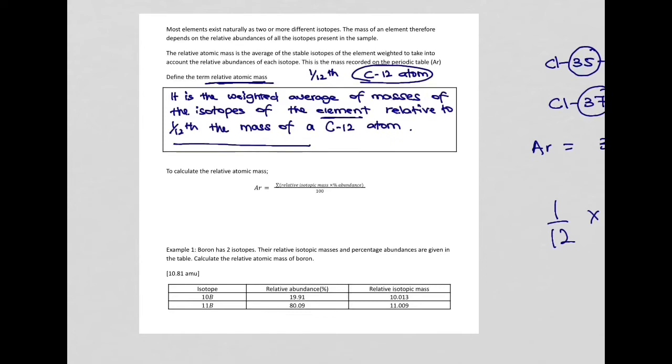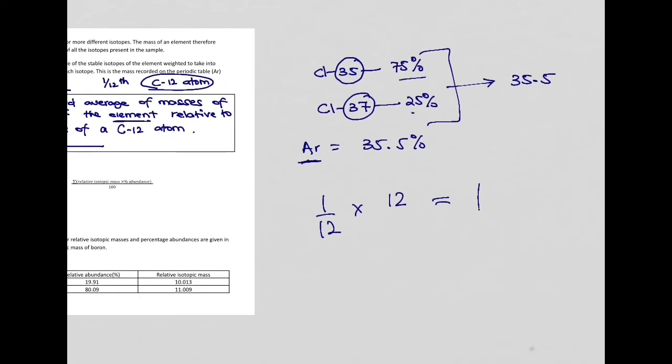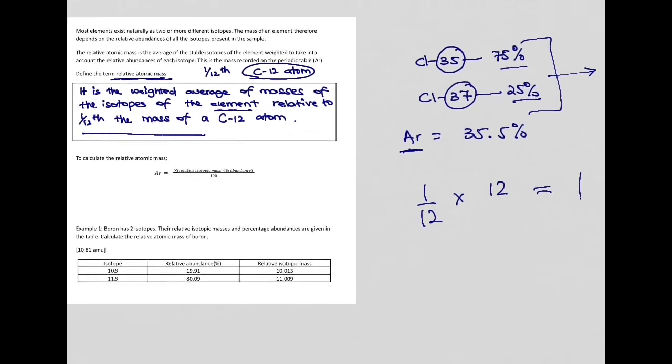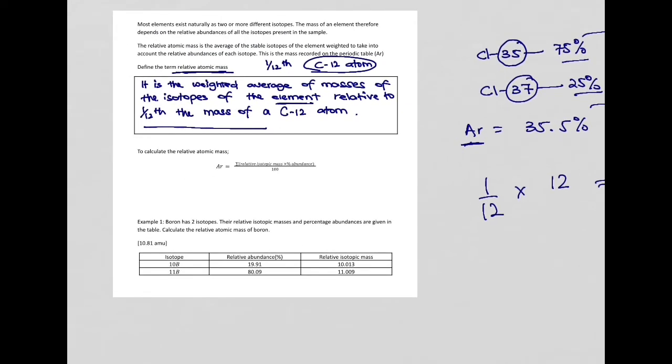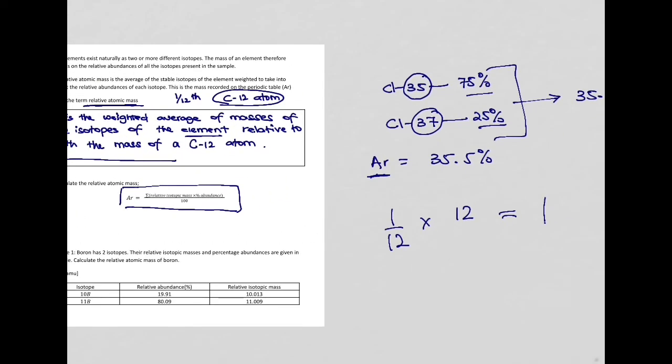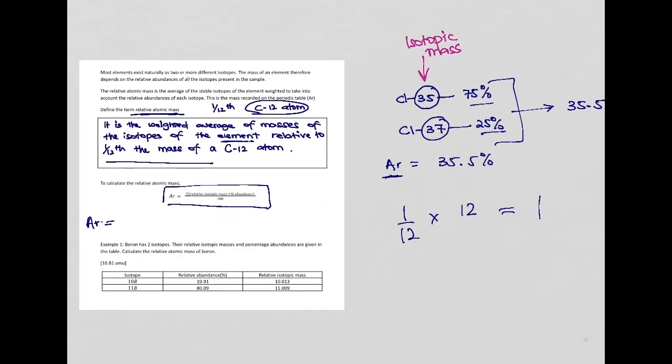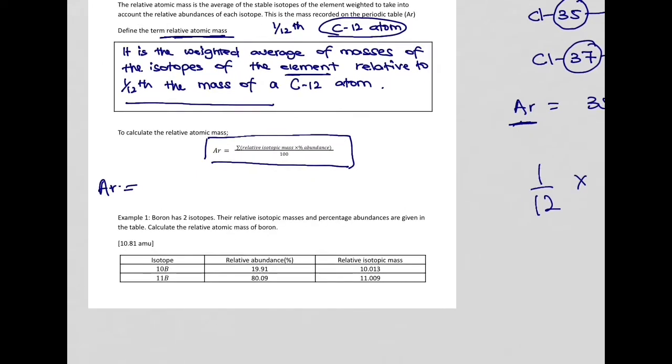Now, how do we calculate that AR value from these abundance values? We have a little formula that can be applied. AR is the sum of relative isotopic mass times abundance. Isotopic mass is the mass of that particular isotope. So here the isotopic mass is 35, so in that case, it's 35 times the abundance.